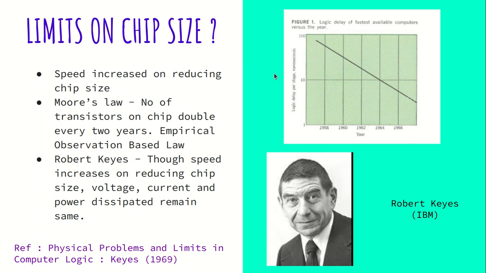Now this is the graph showing logic delay as a function of various years. This graph essentially shows that speed was increasing as years went by. This is Robert Keyes of the IBM Research Center.